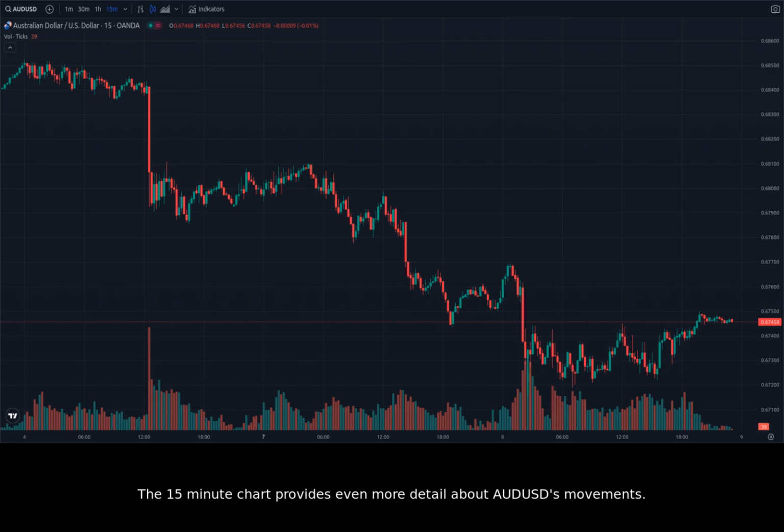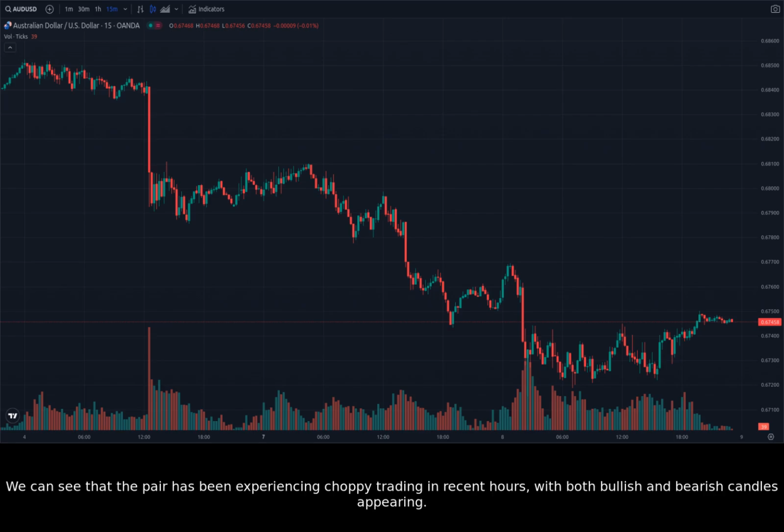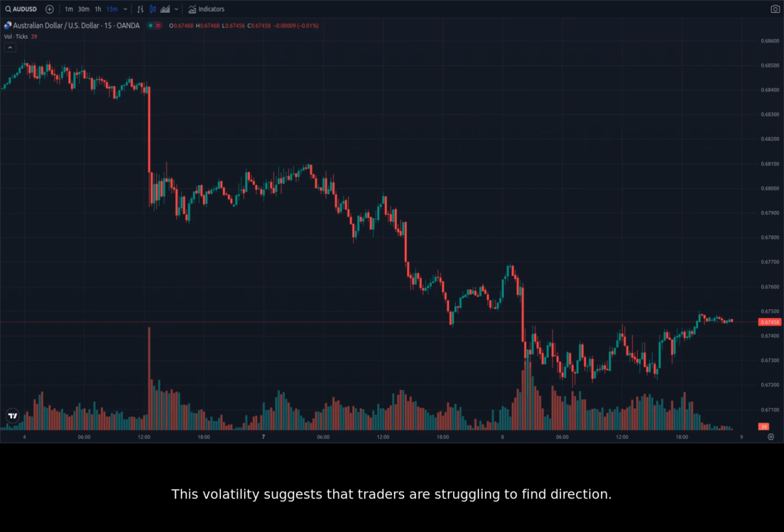The 15-minute chart provides even more detail about AUDUSD's movements. We can see that the pair has been experiencing choppy trading in recent hours, with both bullish and bearish candles appearing. This volatility suggests that traders are struggling to find direction. This choppy movement could persist, making it challenging to predict the pair's immediate direction.